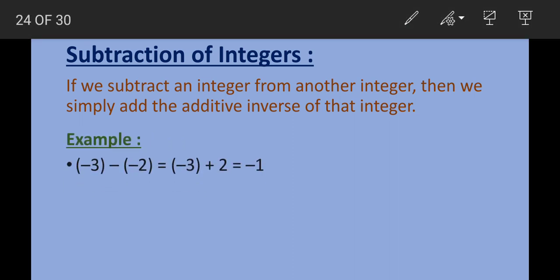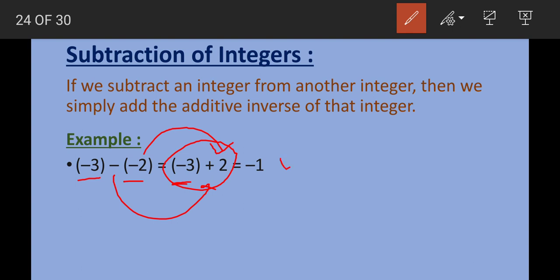In the first one, it is minus 3 minus minus 2. So what to do? You have to keep the first number as it is, so you write minus 3, and this minus sign you change to plus. And you write the additive inverse of the other number. Additive inverse of minus 2 is plus 2. After that, you use the step for addition, that is, addition of a negative integer with a positive integer, to solve this one. So minus 3 plus 2 is minus 1.